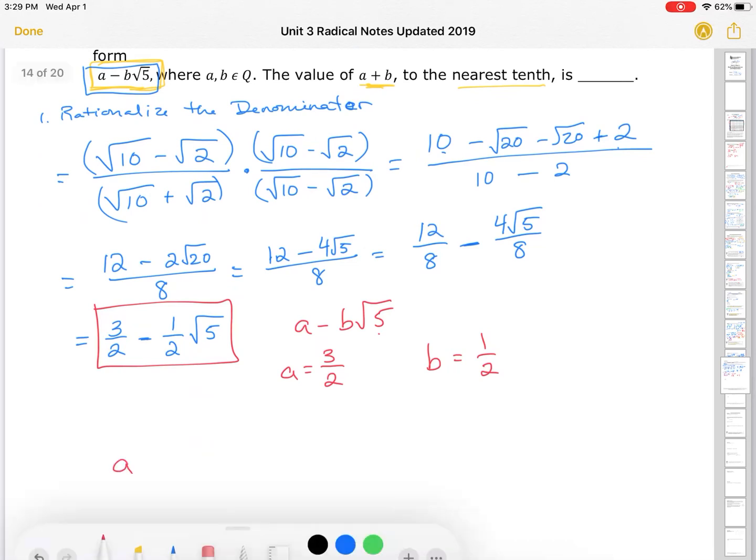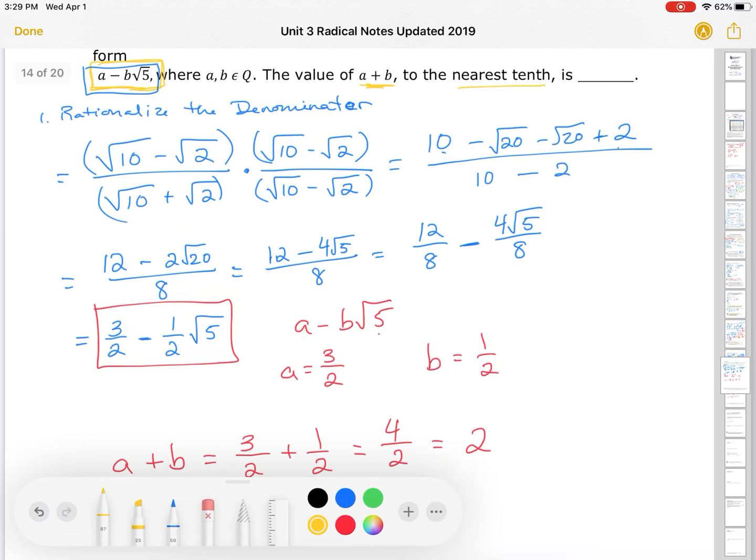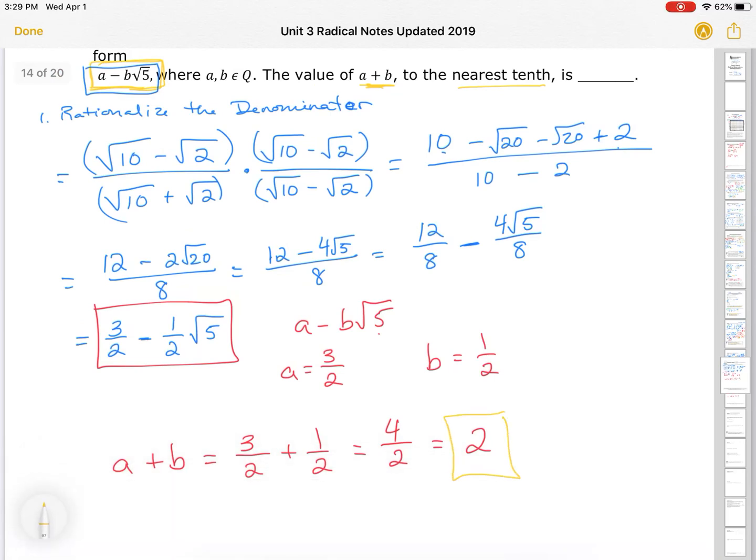Okay? Now, what the question asks us to do is add a plus b, which is 3/2 plus 1/2. And we're going to add those together very nicely. They are fractions with the same denominator, so we don't have to find a common denominator. We already have it. So we'll get 4 over 2, which reduces to 2. And that would be our final answer.